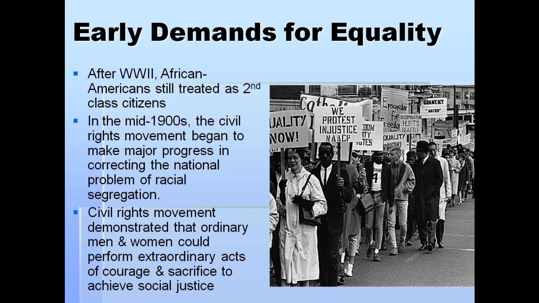After World War II, African Americans were still treated as second-class citizens, despite the fact that they had served in 2 world wars. In the mid-1900s, the civil rights movement began to make some major progress in correcting the problem of racial segregation. The civil rights movement demonstrated that ordinary men and women could perform extraordinary acts of courage and sacrifice to achieve social justice.